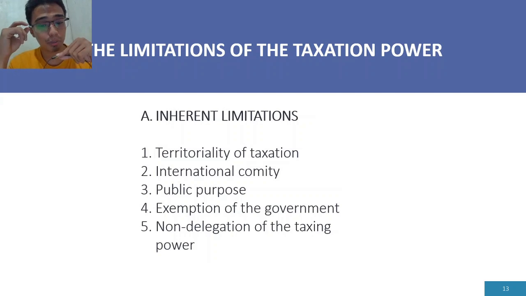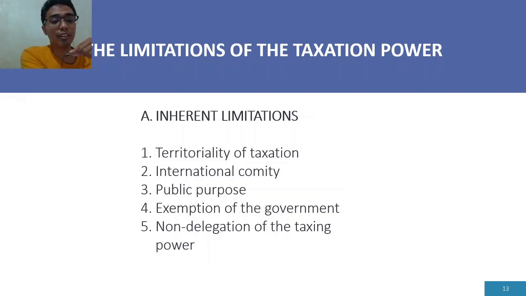Number 4, exemption of the government. Siyempre, the government cannot tax itself, right? So kapag merong income ang government, yung income na yun, that is not subject to tax. Siyempre, ang income ng government hindi na siya subject sa tax. That is redundant kasi yung tax is also a form of income of the government. So the government is exempt from taxation.